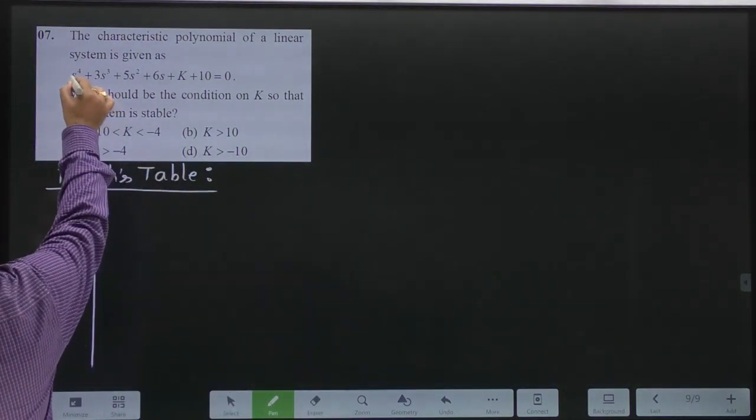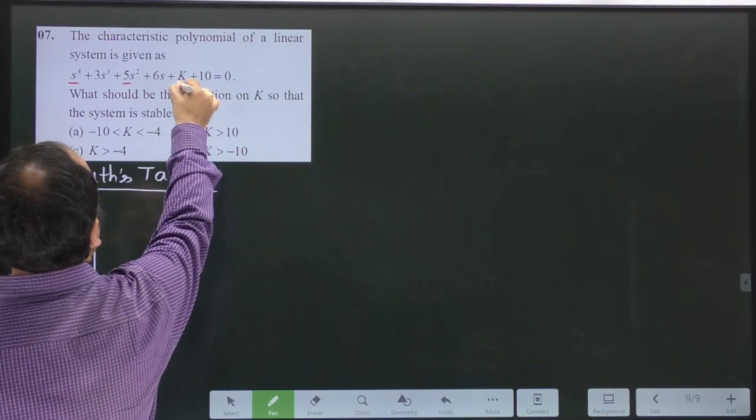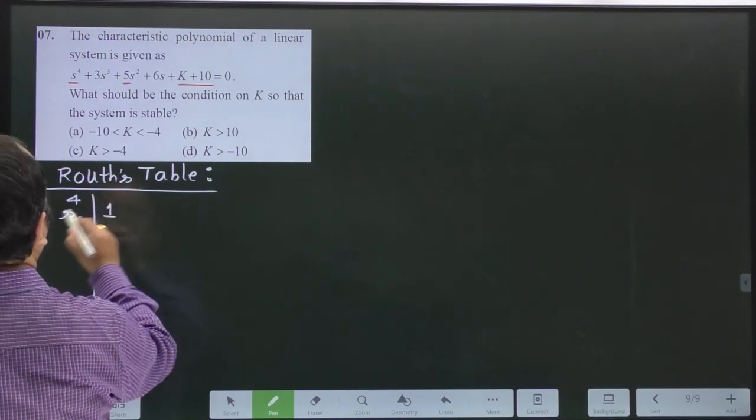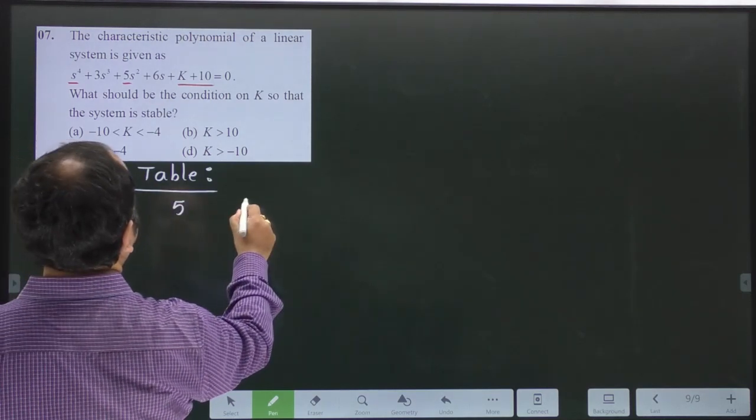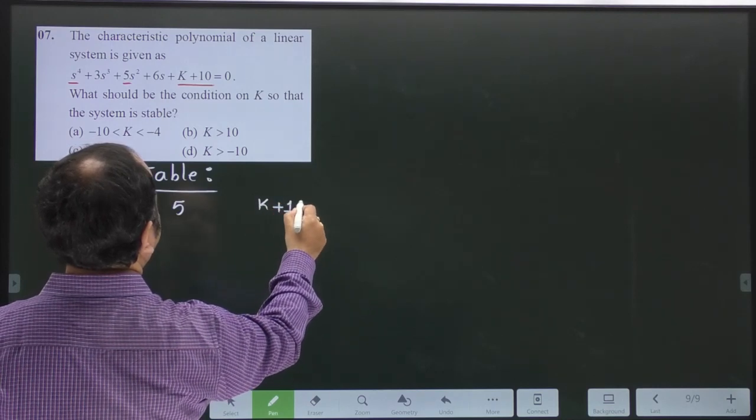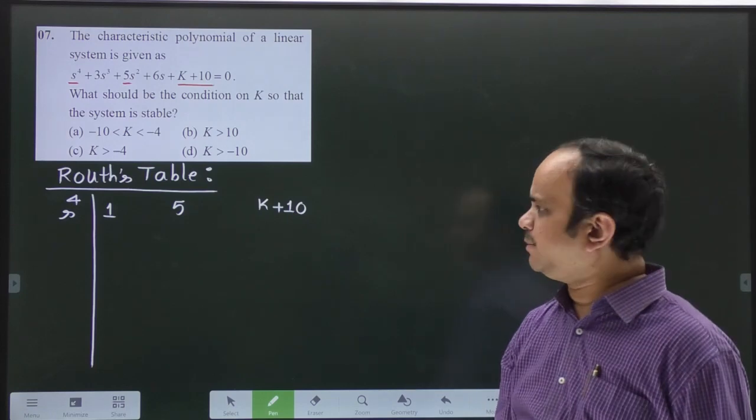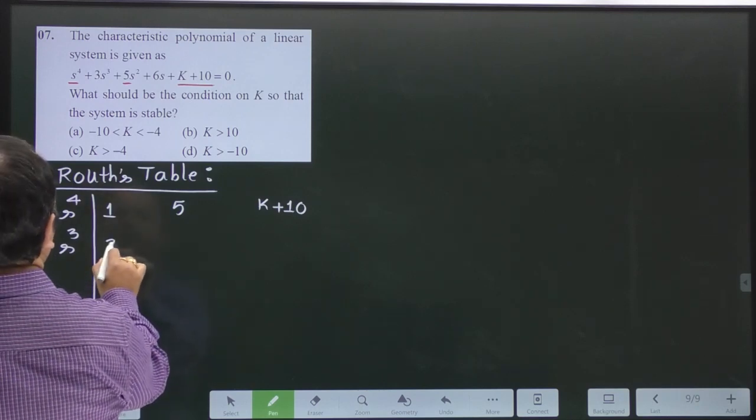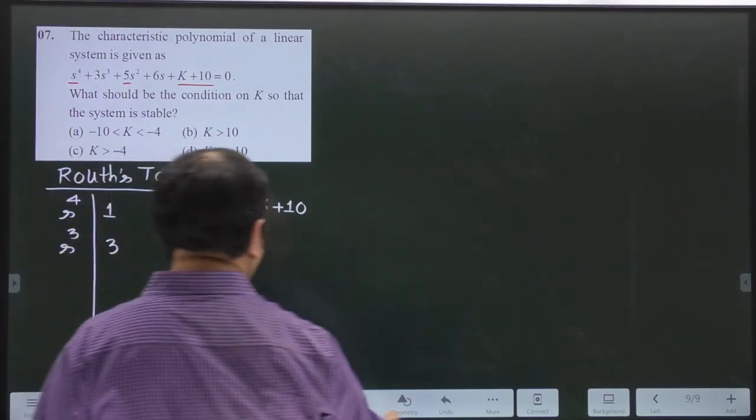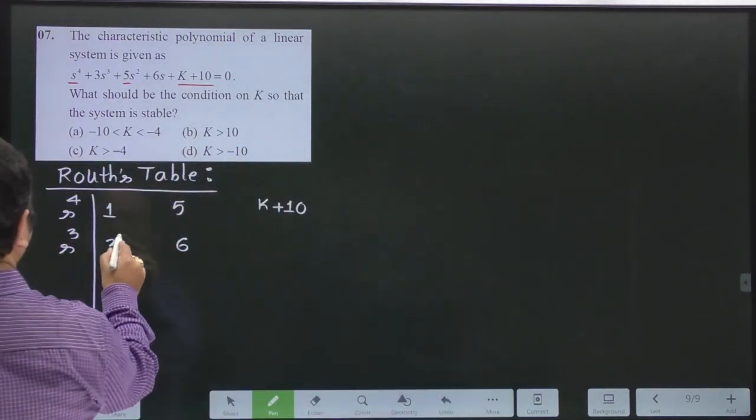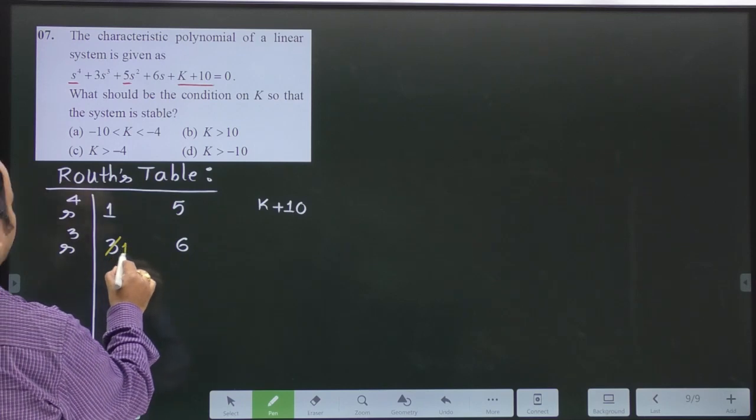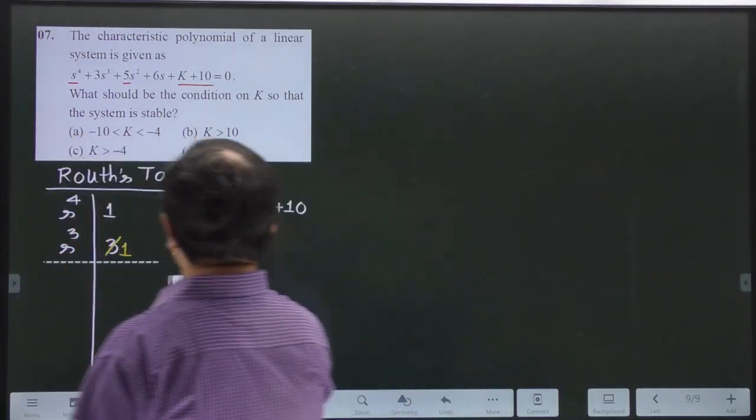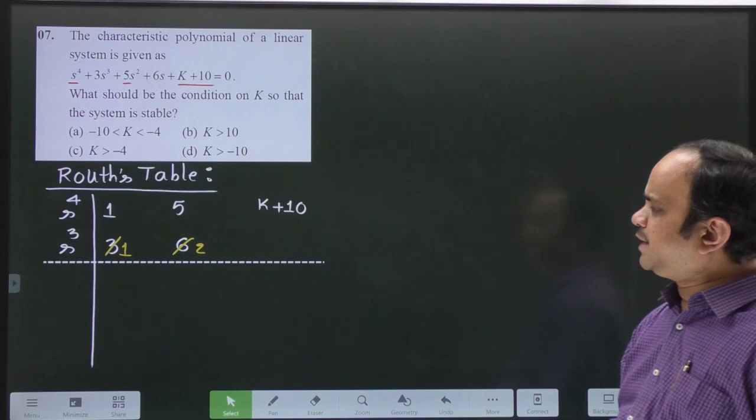Now, what are the elements I can write down here? 1, 5 and k plus 10. Therefore, the first row elements are 1, 5, k plus 10. K plus 10 together you have to take one element. Next, second row, s power 3 elements, 3 and 6. So what you can do here, you can reduce these numbers. The common factor is 3, therefore this will be 1 and this is 2 here. So these are the elements that you can define from the given characteristic polynomial.